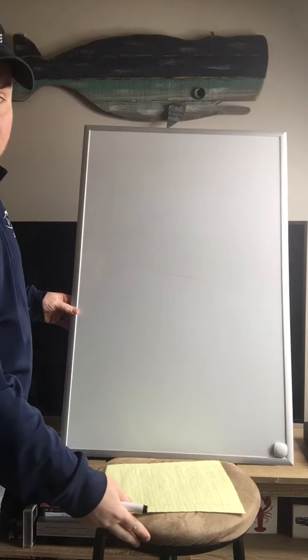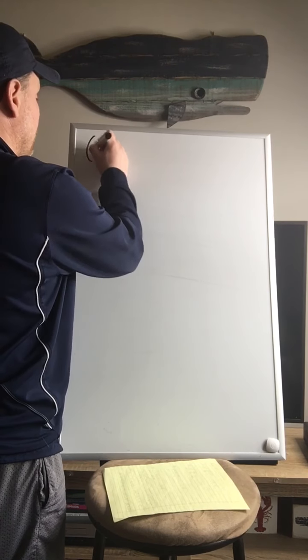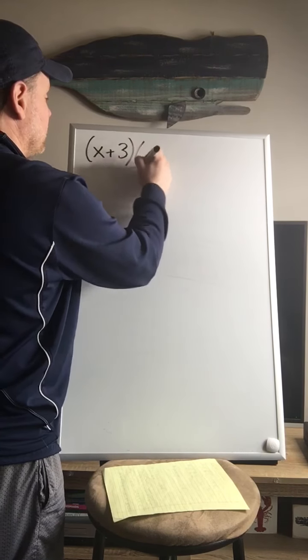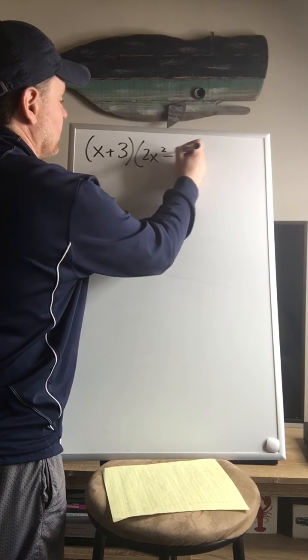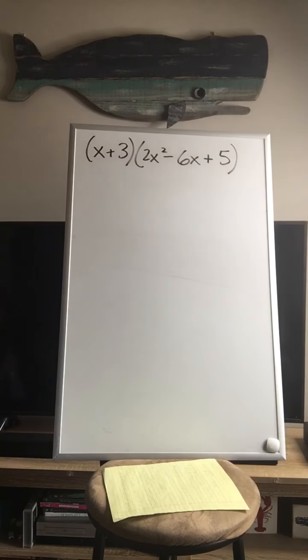Yeah, even a few less numbers on this one. So let's have you make sure the board stays going forward. Let's have you try x plus 3 times 2x squared minus 6x plus 5. Okay? So why don't you go ahead and try to multiply that out, pause the video, and then we'll come back and see how you did.